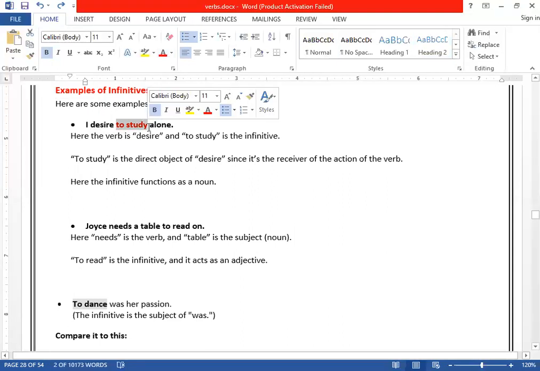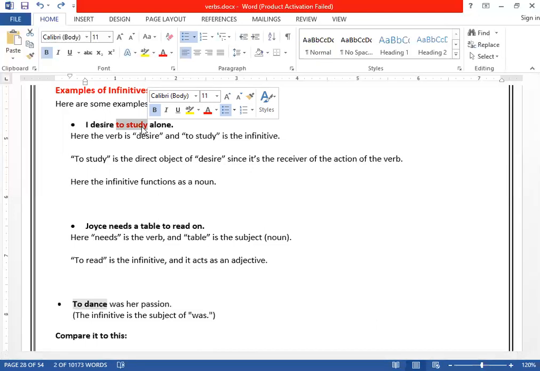Why does it function as a noun? Because this is the direct object. And a direct object is always what? It's a noun. From this we can understand that this "to study" is called what? It's an infinitive, and an infinitive can function as a noun.